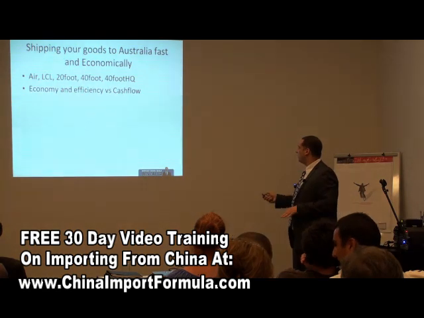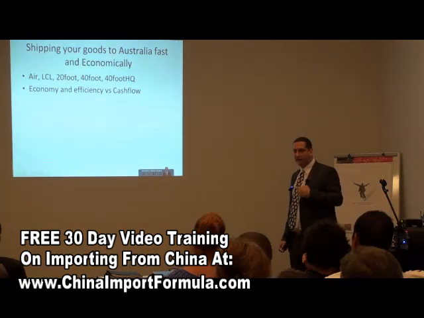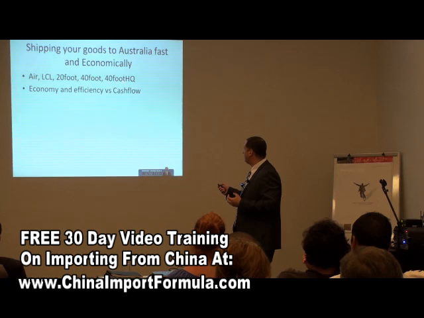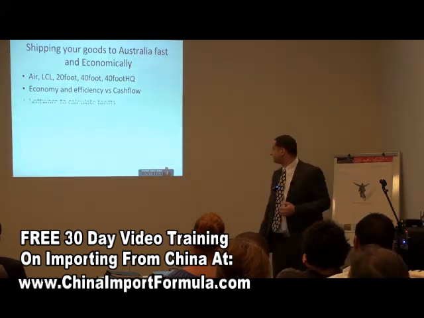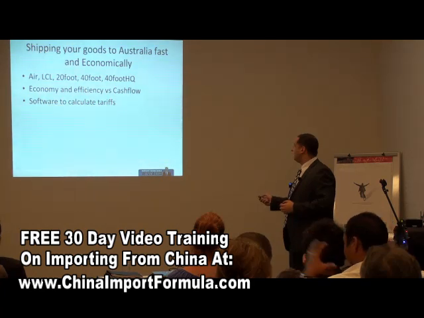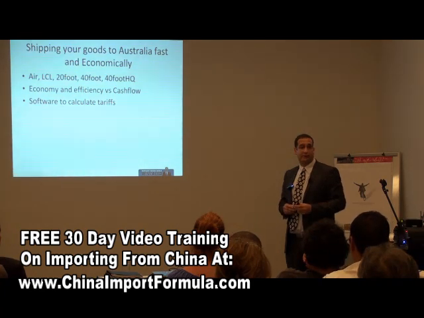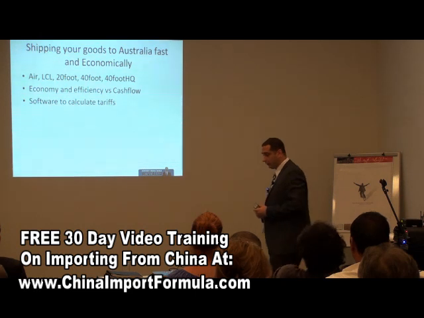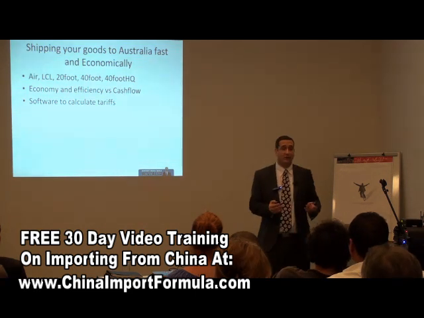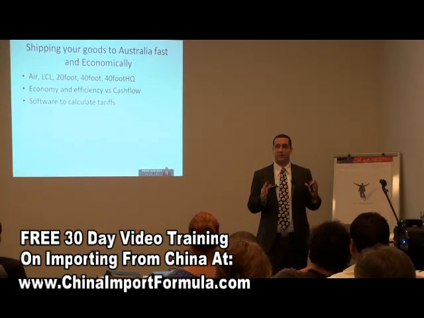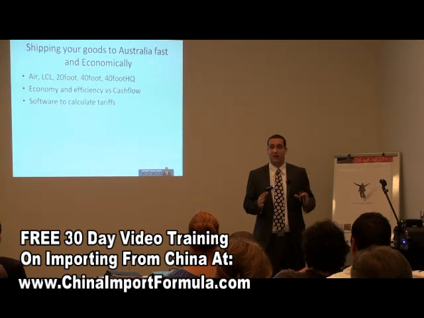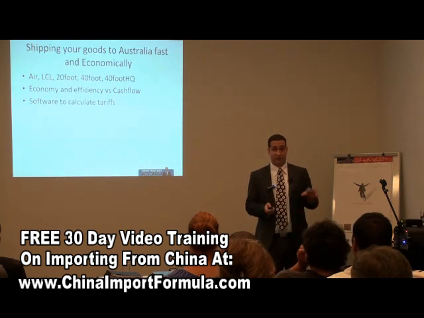So you want to measure economy and efficiency with cash flow. You don't want to spend all your capital and bring in a 40 high Q when you can bring in a smaller one and have a lot more products. The other thing you need is tariffs, right? The government have certain tariffs on certain goods. Certain goods are protected. One example of that is textiles, clothing, and footwear, also known as TCF. There's an agreement by 2020. A lot of these tariffs will be phased out. But right now, you've got to be careful and factor those into your costings.